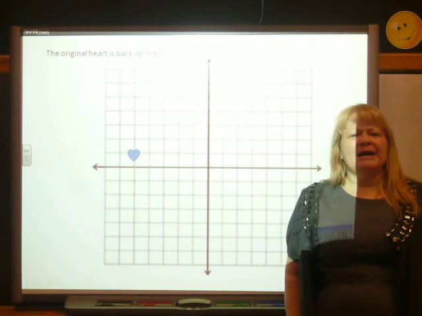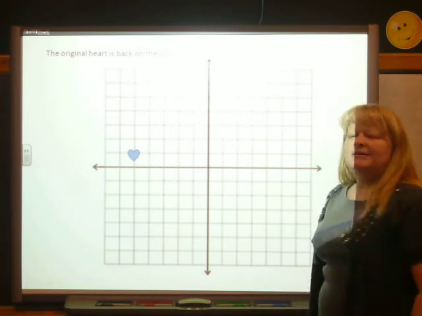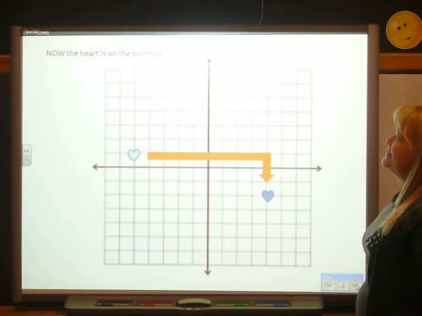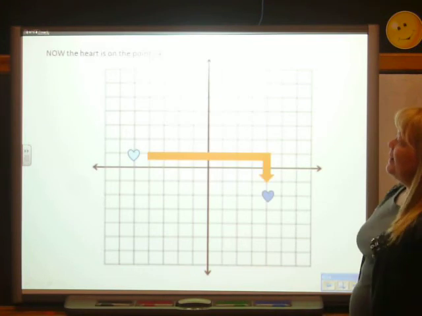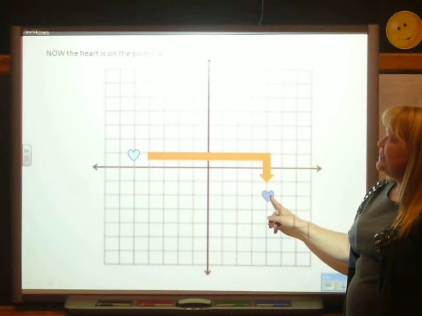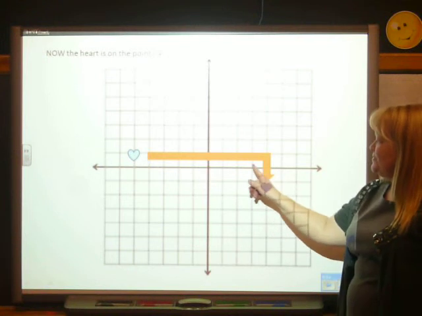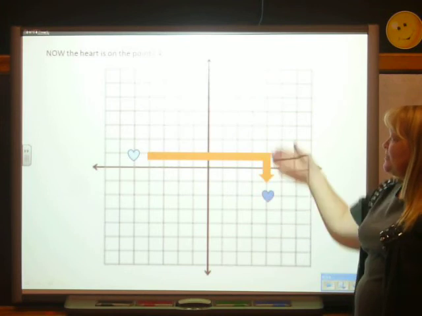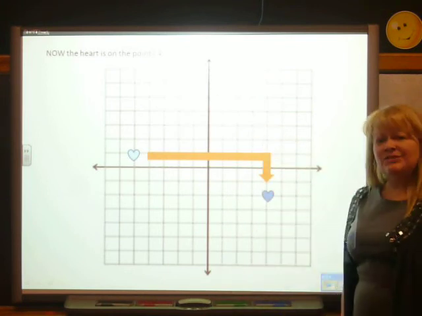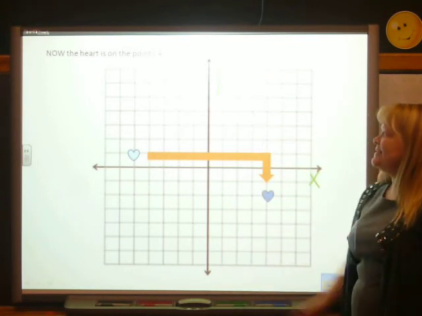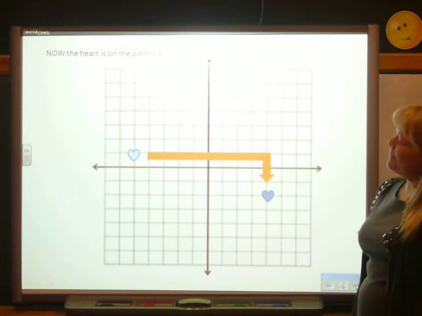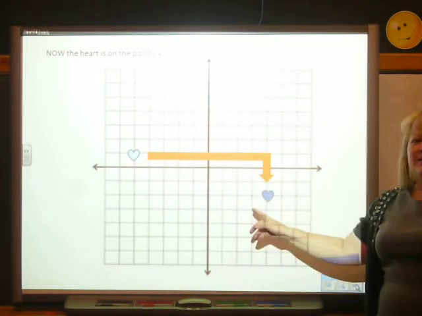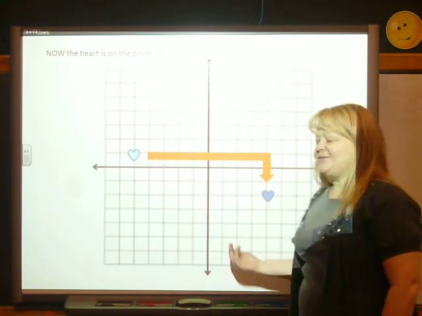Now I've moved the heart back to its original position on the -5, 1 place. This time, I've moved it down to this position, the 4, -2. 1, 2, 3, 4 along the X-axis, and 1, 2 down in the negative position along the Y-axis. So, pre-image, image, before and after.